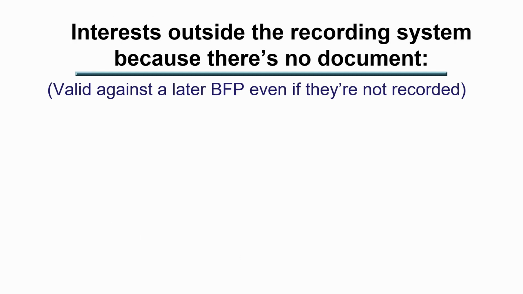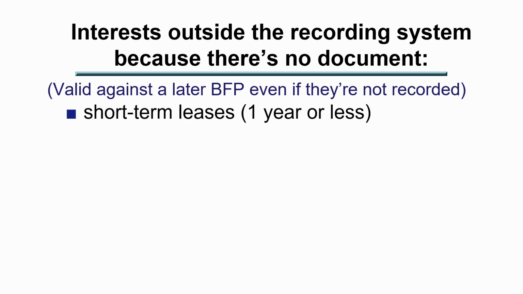Second type of interest that's hard to find are interests that are outside the recording system because there's no document. In other words, they're created by conduct of the parties rather than by a written piece of paper. And that means they don't have to be recorded because there's literally nothing to record. And in turn, that means that they're valid even against a later bona fide purchaser, even if they're not recorded.